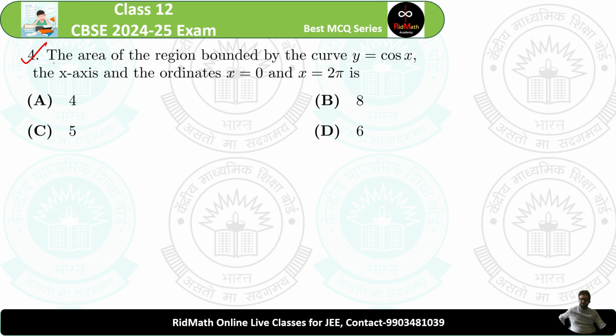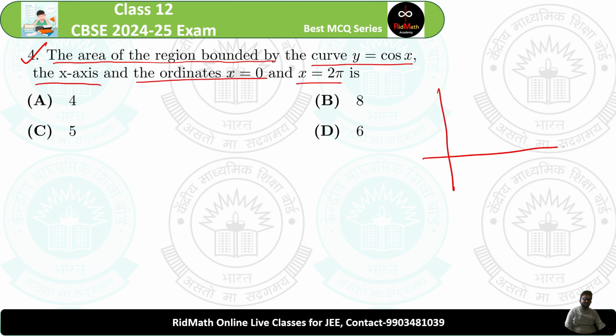So question number 4. The area of the region bounded by the curve y equal to cos x and x axis, and the ordinates x equal to 0 and x equal to 2 pi. So let us draw an approximate graph.